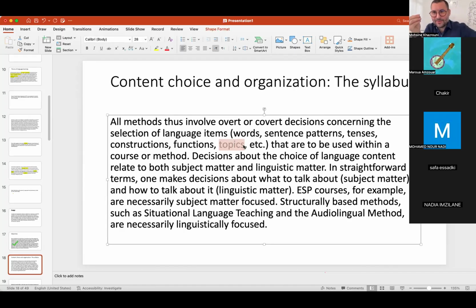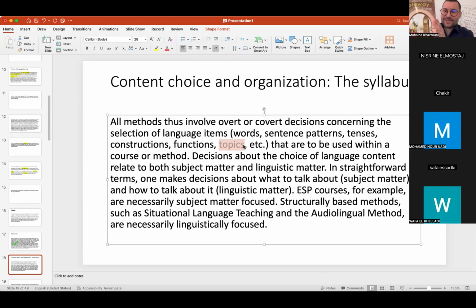Who chooses the topics in the syllabus? I believe the students, because we are serving the needs of the students. Now I'm talking about the Moroccan context, Mohammed, in public schools. Curriculum. Curriculum, yeah. Can you see this textbook?